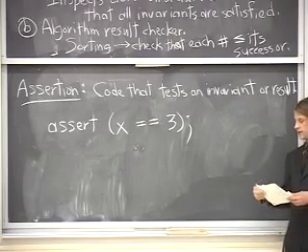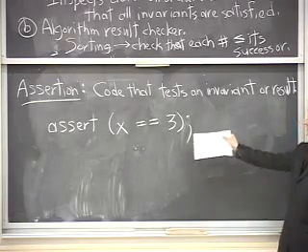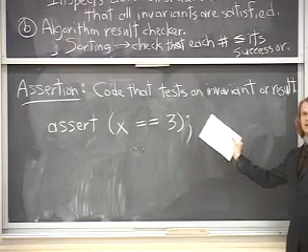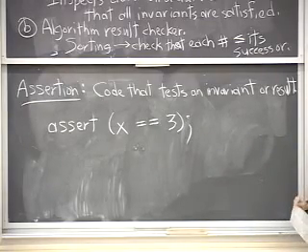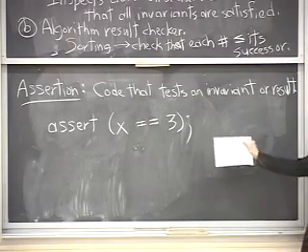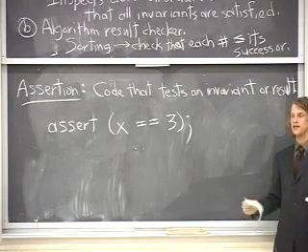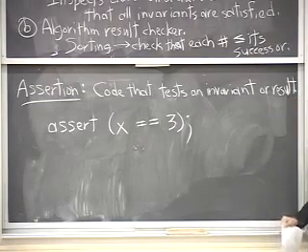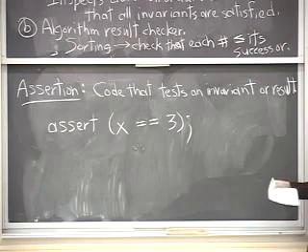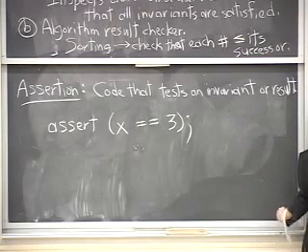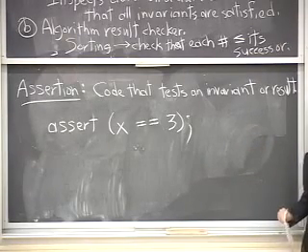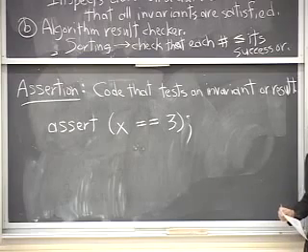And the idea is that if x is equal to 3, this line of code does nothing. If x is not equal to 3, then this line of code throws an exception and prints out an error message so that you know that your assertion failed, and the program stops running right there. So by putting lots of assertions in your code, you can catch early when something has gone wrong with a data structure.